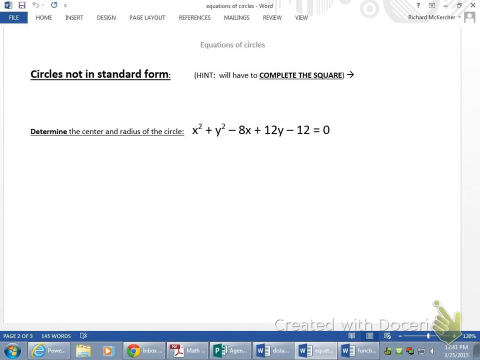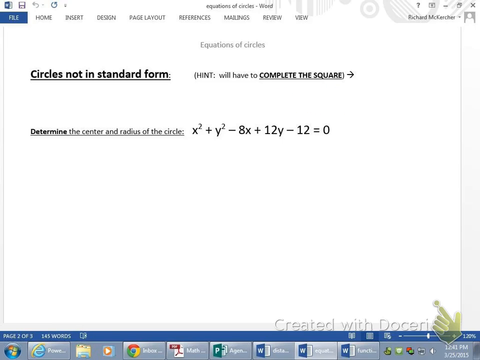Alright guys, Math 3, we're going to do some more equations of circles. This time we're going to have circles that, it says not in standard form, but really they are in standard form, and they're not in center radius form. So we did something at the beginning of class to remind us how to complete the square, and we need to remind ourselves of that.